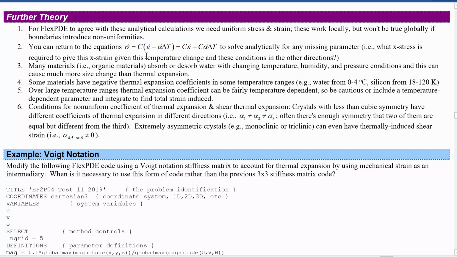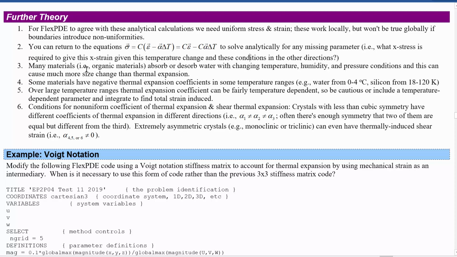Like we could say that maybe the Y and the Z stress are fixed to 0, while the X strain is fixed to 0, and figure out how temperature change would lead to coupling and the rest of those things. That would totally be valid. It's ultimately 6 equations and 6 unknowns, and you can return back to this vector nature if you ever need to.